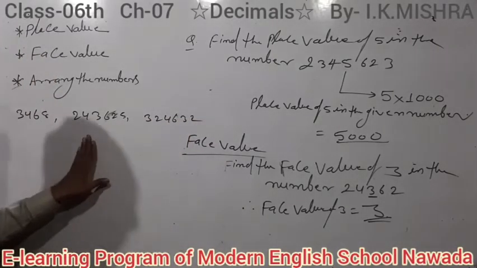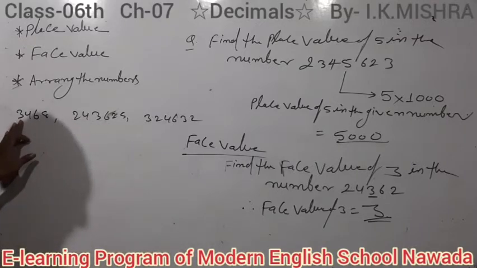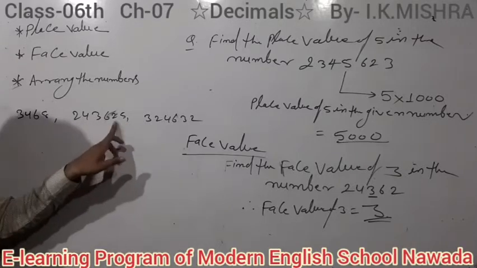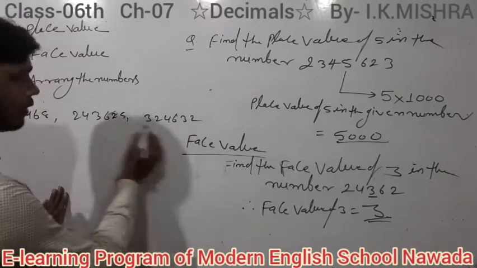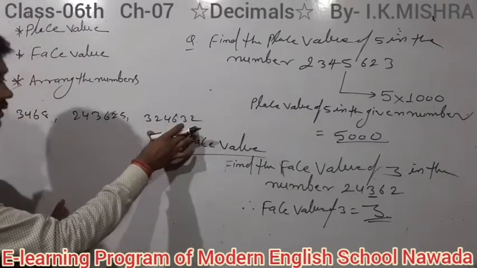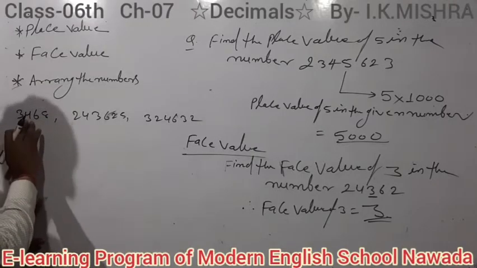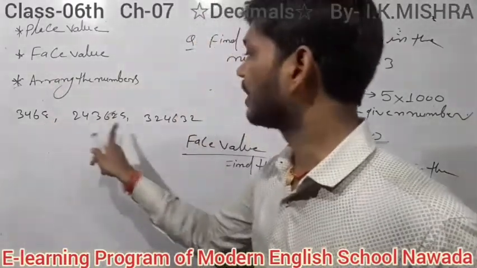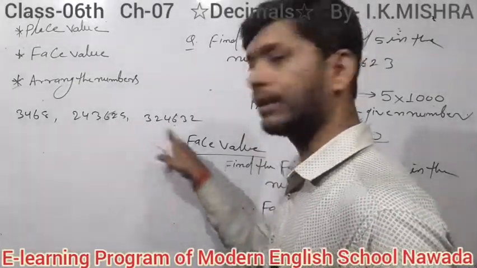Here in three numbers, count the digits. Here 1 2 3 4, in this number 4 digits, 1 2 3 4 5 6. Here 6 digits, and 1 2 3 4 5 6. In both of these 6 digits are present, but here in this one 4 digits are present. That means this number will be smaller than this and this.